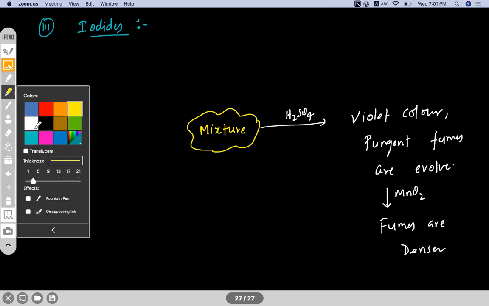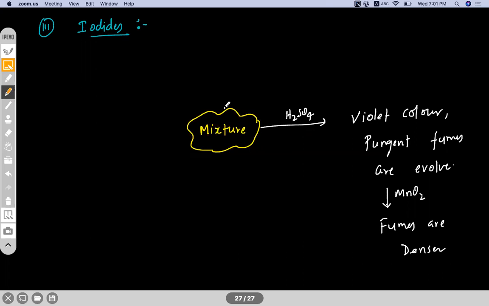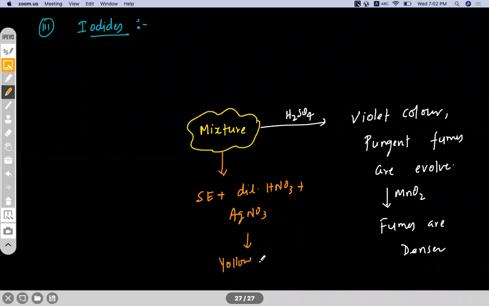Next, in this mixture we add sodium extract, SE, with dilute HNO3. We can also add dilute acetic acid, with silver nitrate solution, AgNO3. This gives a yellow precipitate, insoluble in NH4OH.